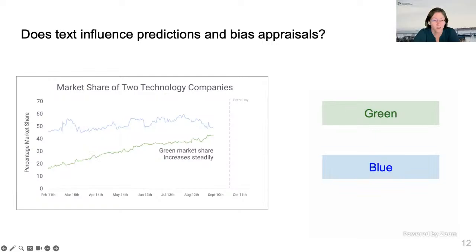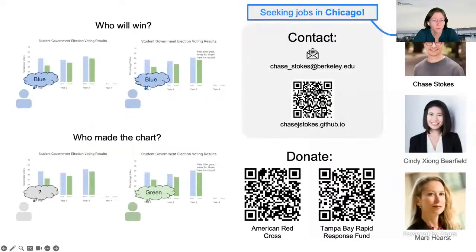Okay, there's some questions coming in on Slido. Did you study, or are you planning to study, the effect of graph literacy on the effect of the text? And do you expect it to have an impact?